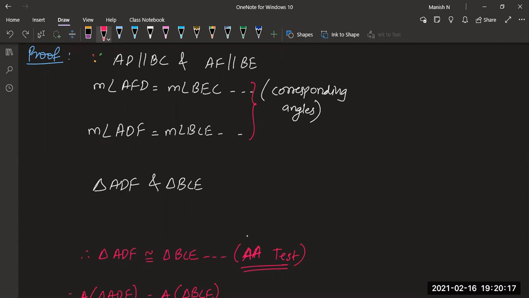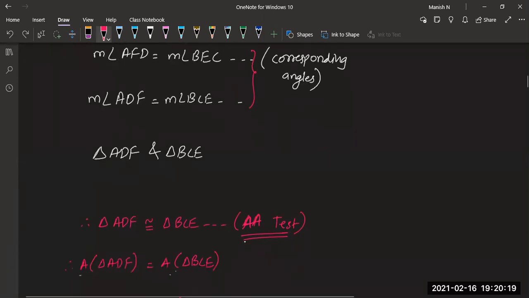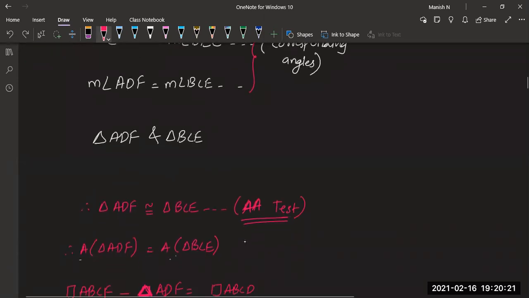We have not yet proved that the parallelograms will have the same area, but we have proved that the area of triangle ADF is equal to the area of triangle BCE, right? Let's name this as equation 1, right?